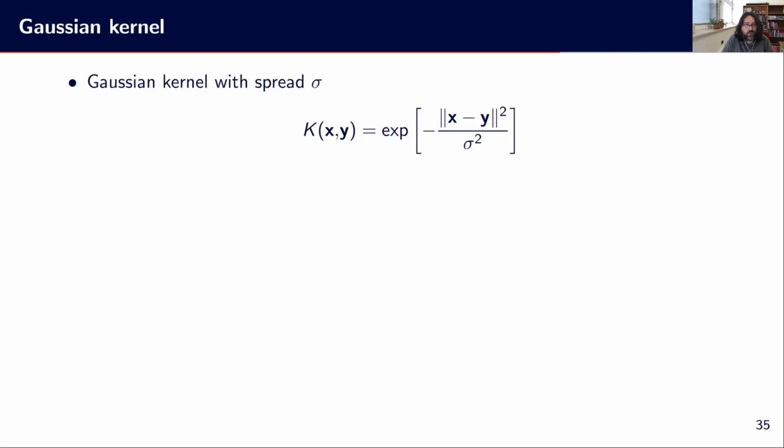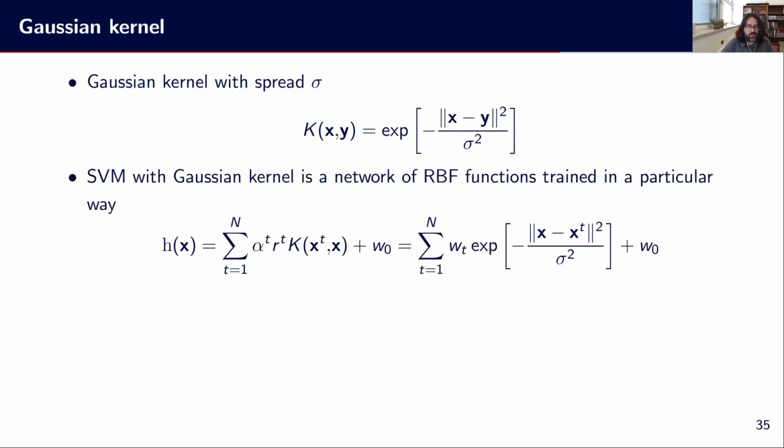For the Gaussian kernel, we have a spread sigma here that is describing the size, I would say, how large is the influence of that kernel. And basically, we are computing the Euclidean distance between x and y squared, and using this in the exponential formulation. We can simply see a SVM with Gaussian kernel as equivalent to what we call a network of RBF functions trained in a particular way. So this maps to some kind of advanced setting where we can explain what is doing that thing.